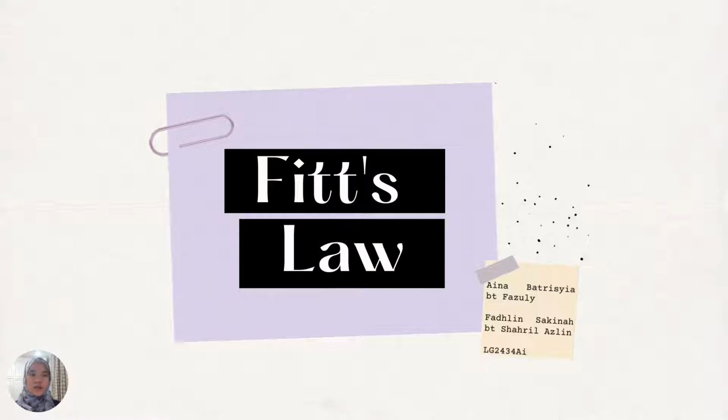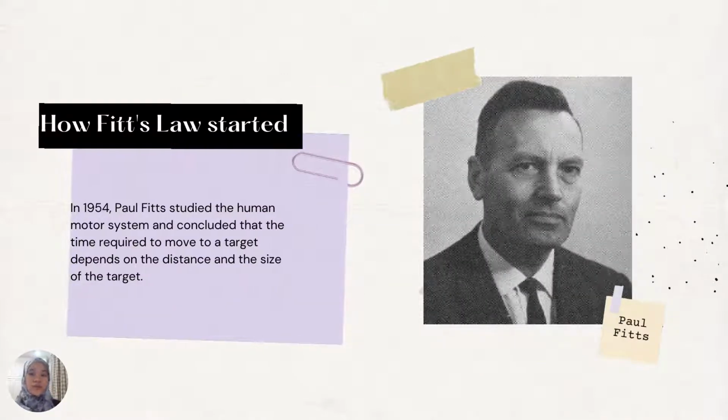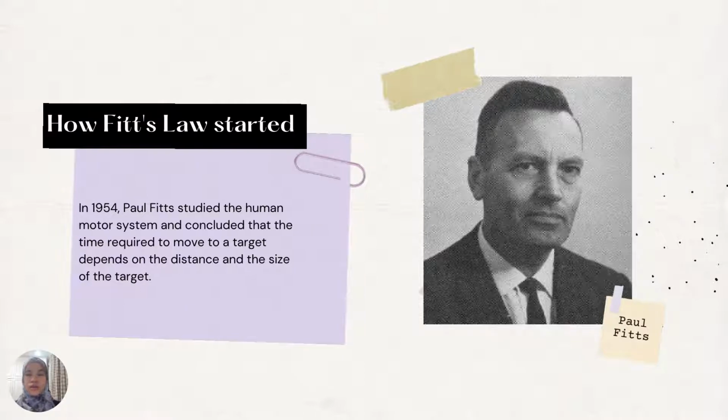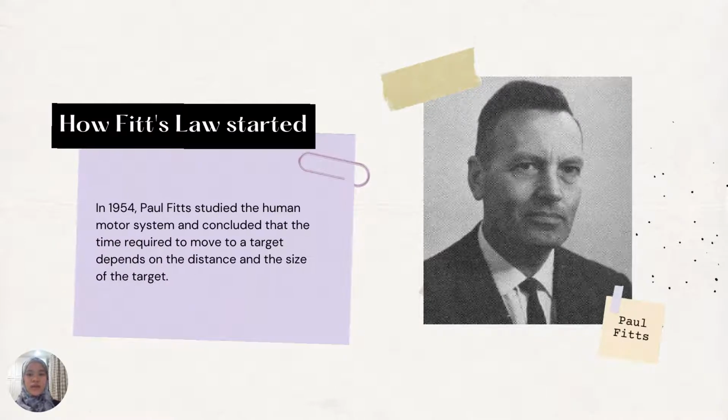And today I will be talking about Fitts's law. So let's get right into it. First of all, let's talk about how Fitts's law started. It started in 1954 when psychologist Paul Fitts studied the human motor system and concluded that the time required to move to a target depends on the target's size and distance.